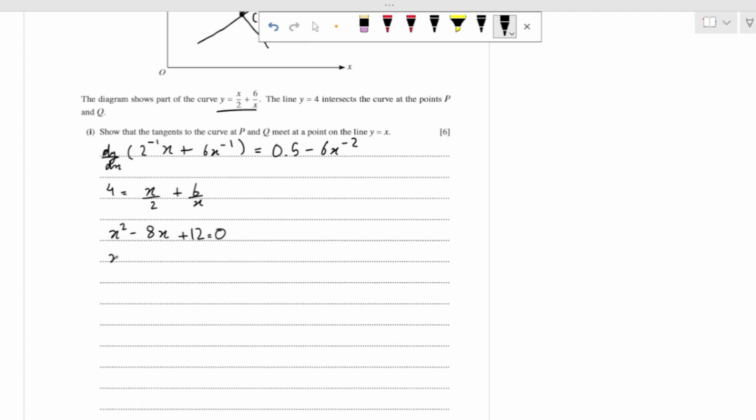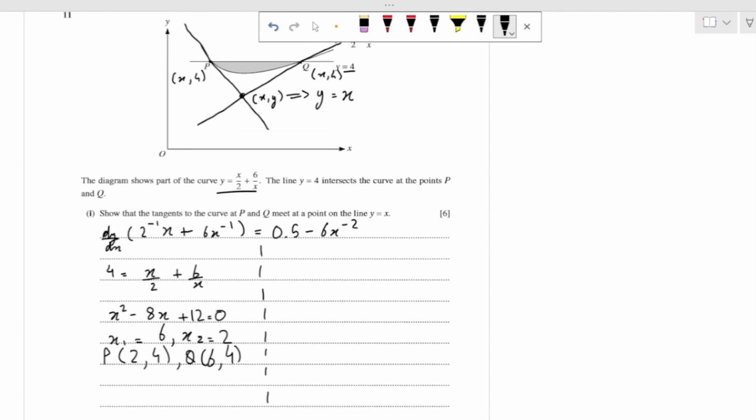And now when you would solve this, you would get 2 points. x1 equals 6 and x2 equals 2. And for both of them, y equals 4. And with this, we can also conclude that P is (2, 4) and Q would be (6, 4). Why 4? Because they're all lying on the line y equals 4. Now that we have found P and Q, we can try finding the equation. All right. So we need to find the equations of their tangents first of all. Let's find the equation of the tangent of line P first of all.